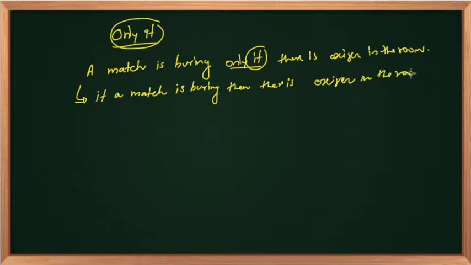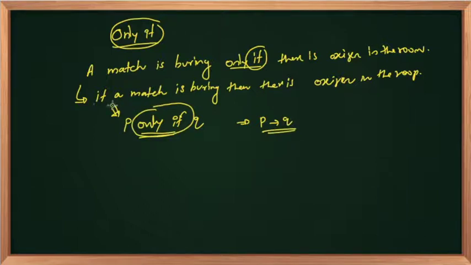Okay, so what I am saying is, if you have a statement something like P only if Q, in that case this P is considered as the premise or antecedent, and Q will be the conclusion. Okay, so this will be equal to P implies Q. You can remember this example also: a match is burning only if there is oxygen in the room. That means if a match is burning, then it is sure that there is oxygen in the room. Okay, so remember this, P only if Q is equal to P implies Q.